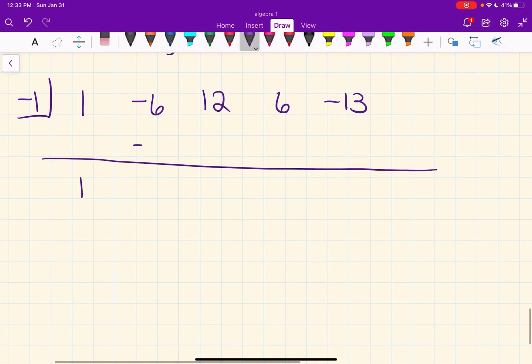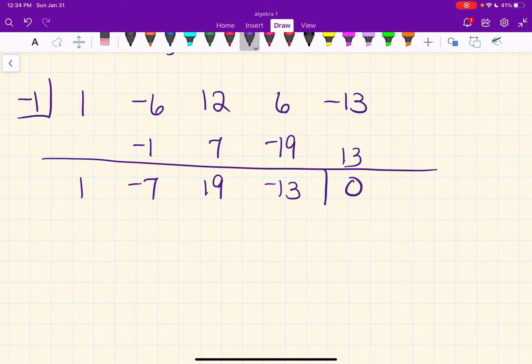Bring down the 1, -1, -7, 7, 19, -19, -13, +13, good, resulted in 0. Again, we're now down to x to the third, but I need to depress it one more time. We know our other solution is 1, so I'm going to use synthetic division with that.